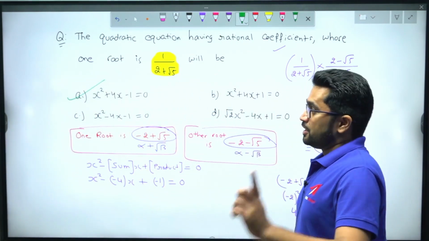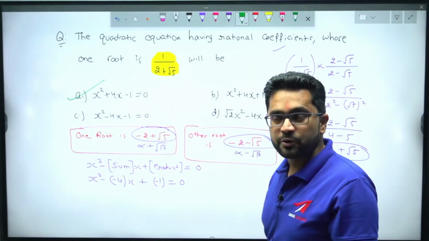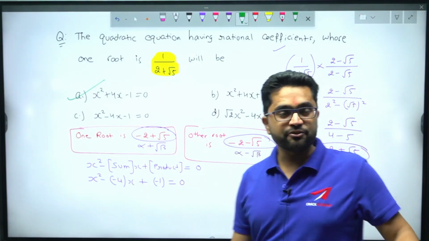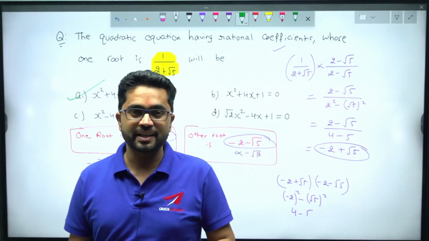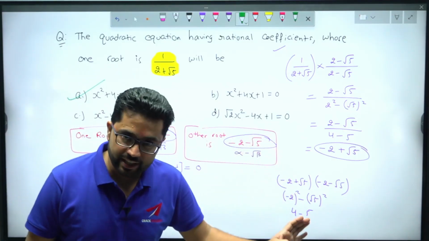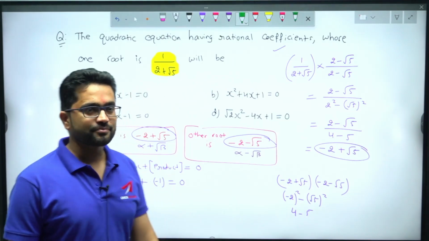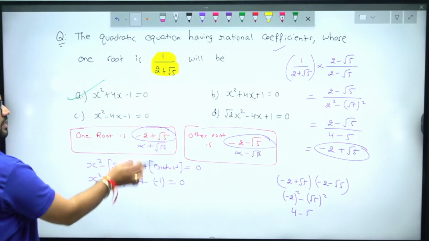Don't get confused with 1 by 2 plus root 5. First, you need to rewrite your root in the form of alpha plus root beta, for which we have used the rationalization technique. If alpha plus root beta is there, then alpha minus root beta must be there as a secondary root because the coefficients are rational. So let's move further with the next.